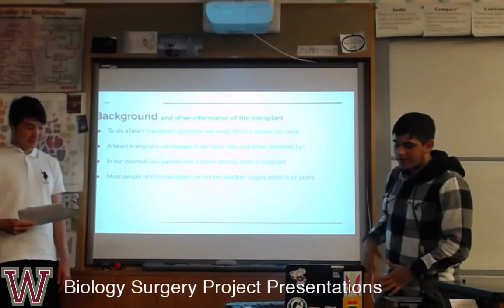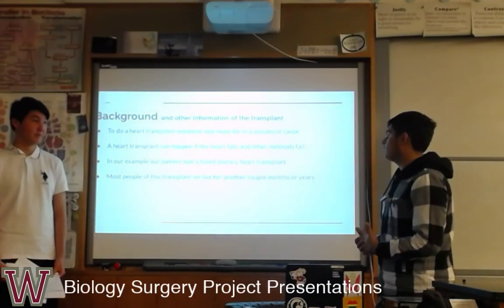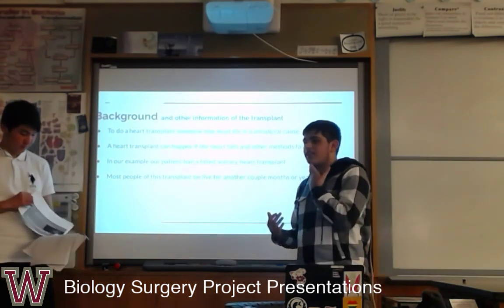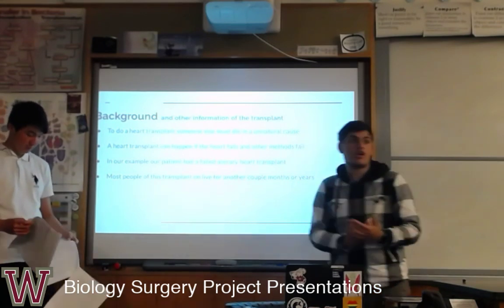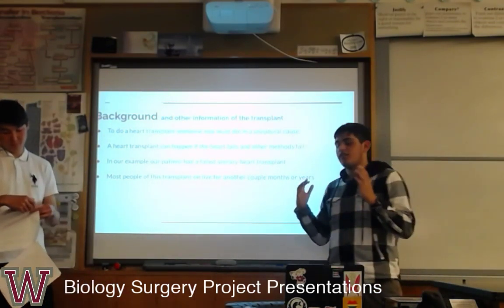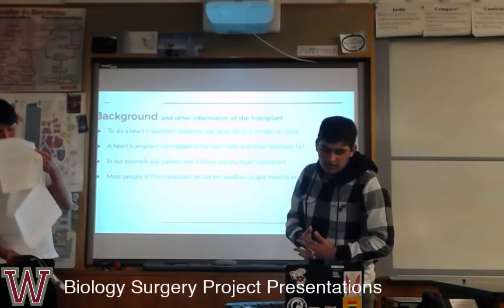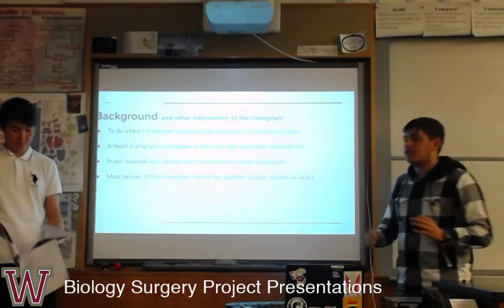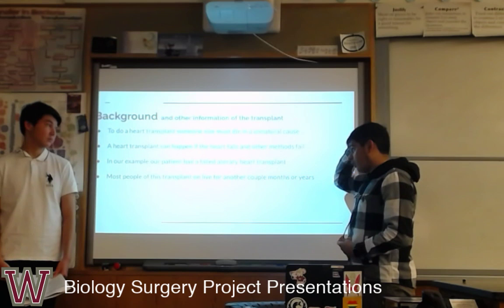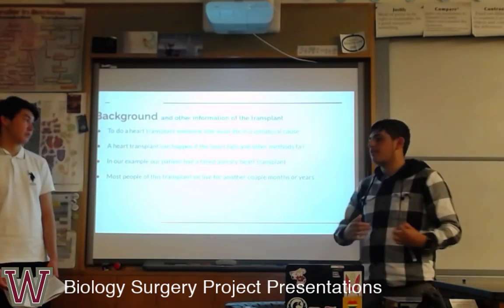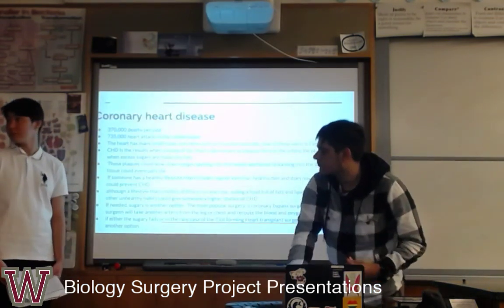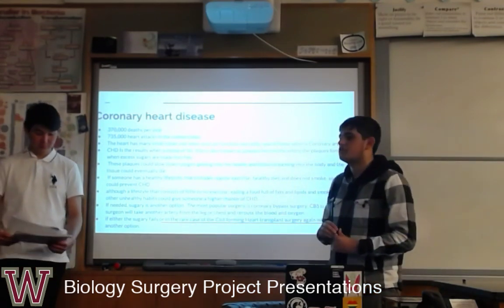Now, background. So here are some general things. To do a heart transplant, someone else must die of an unnatural cause. If someone dies in a car crash, drowns, or anything like that, and the heart is still intact, then you can go on with the transplant. And you can only do a heart transplant if the heart fails and other methods fail. In our example, our patient had an artery failure, and we're going to talk about him. Most people live another couple of years or so.